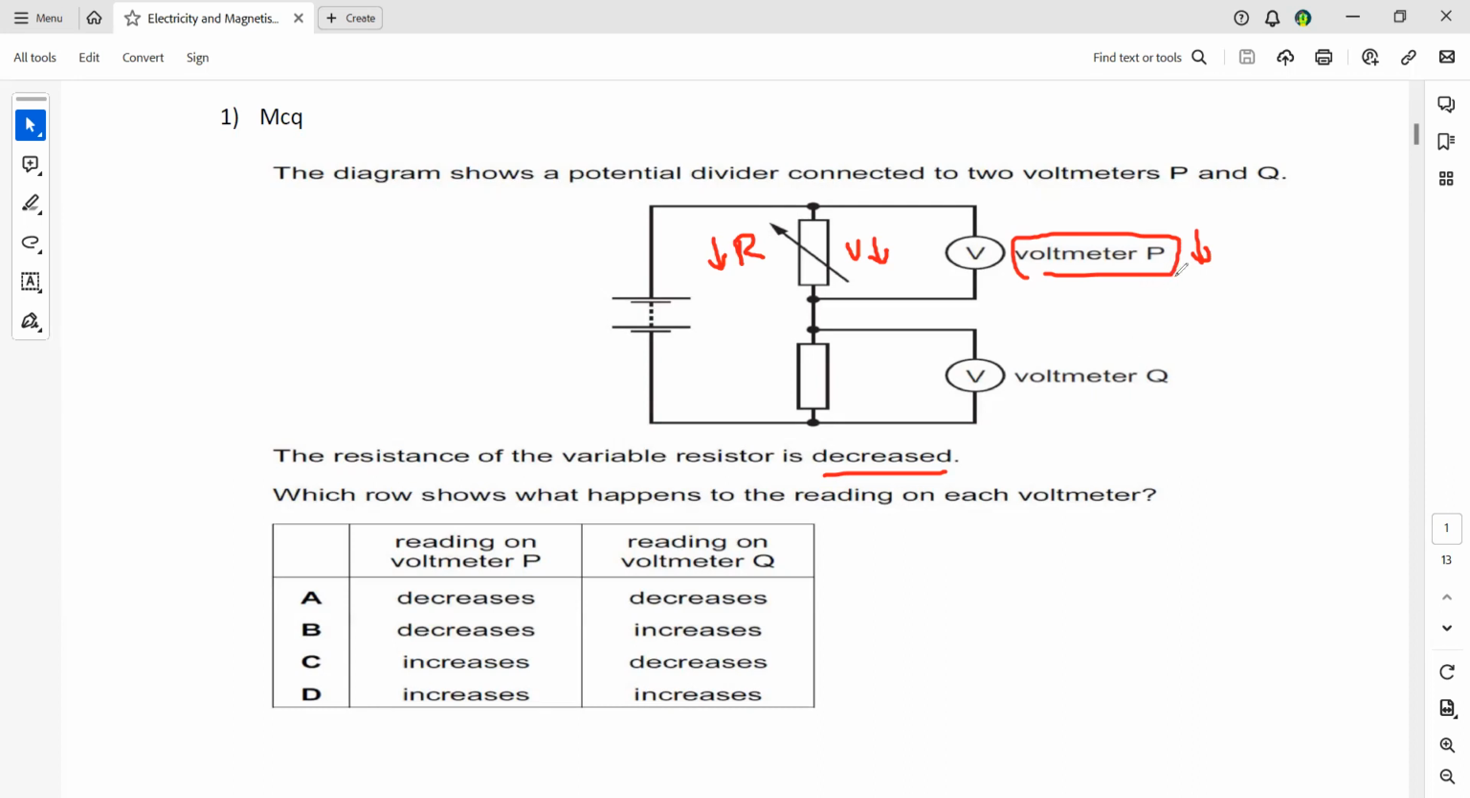So if the reading on voltmeter P is decreasing, what happens to the reading on voltmeter Q? That should increase. If they had equal resistance, voltage will divide equally. But if the resistance of one component is decreasing, the voltage across that component will decrease and the remaining voltage will be across the other one. That will increase. That's why B is the right answer for this.